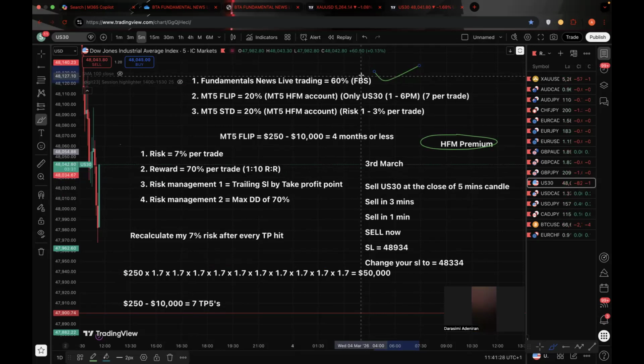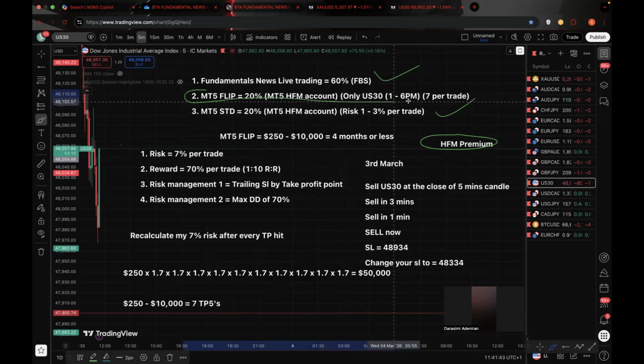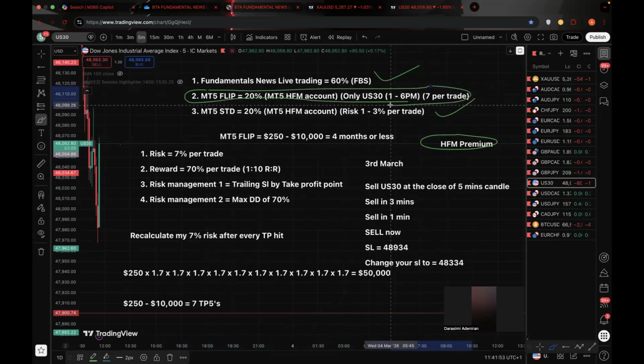All right, this one is very, very straightforward. This other MT5 one is also very straightforward. Everybody can easily follow this too. But the one that is a bit complicated is this one. All you need to know is just risk 7% of your account per trade and recalculate your wins after every TP, as we're trading it live from today.